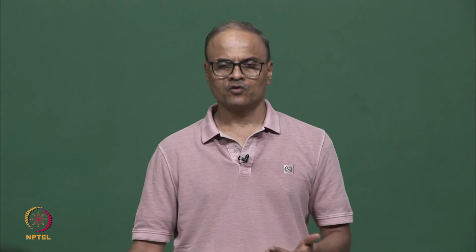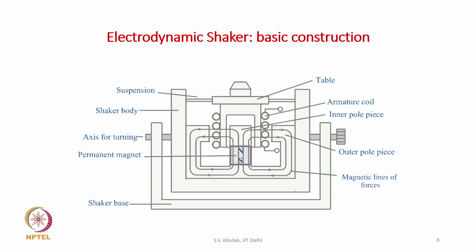Let us now look at the basic construction of an electromagnetic shaker. This is the basic schematic arrangement of an electrodynamic or electromagnetic shaker. Here we have this coil, the armature coil. This coil is wound around a spider, and on the top of the spider there is a table. This table and spider together with the coil form the complete armature.